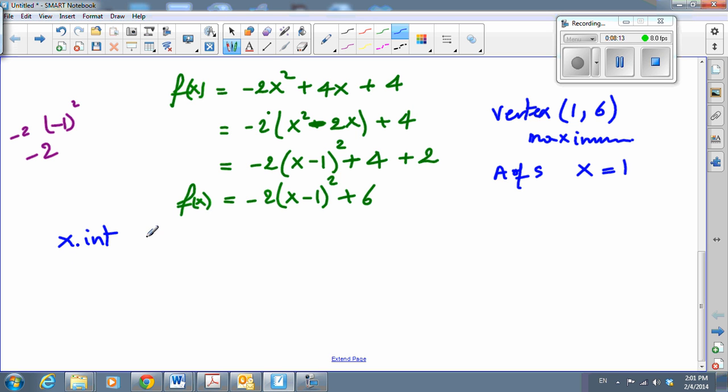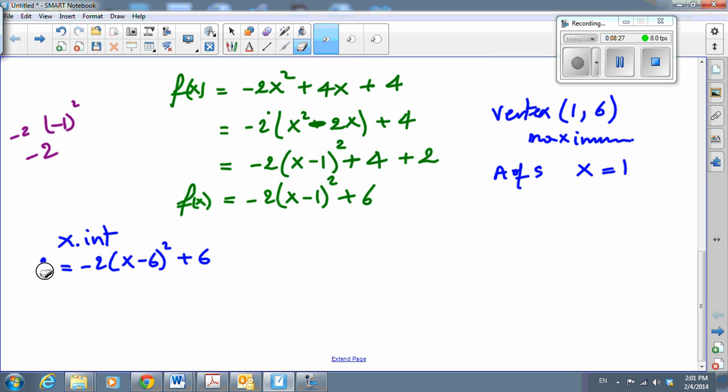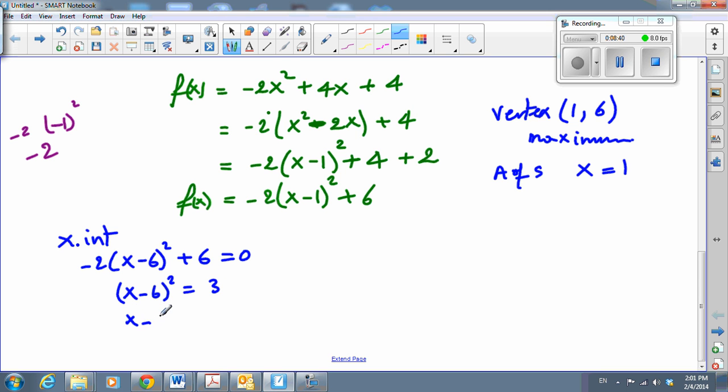From here, I will look for my x-intercept. To find my x-intercept, I will set y equal to 0. So I will say 0 is equal to negative 2 times x minus 6, the whole thing squared, plus 6. And if I solve this one, I'll go ahead and put 0 on the right side to make it easier. I'll move the 6 to this side and divide by negative 2 to get x minus 6 squared is equal to 6 over 2, which is 3. So x minus 6 is equal to plus or minus the square root of 3.